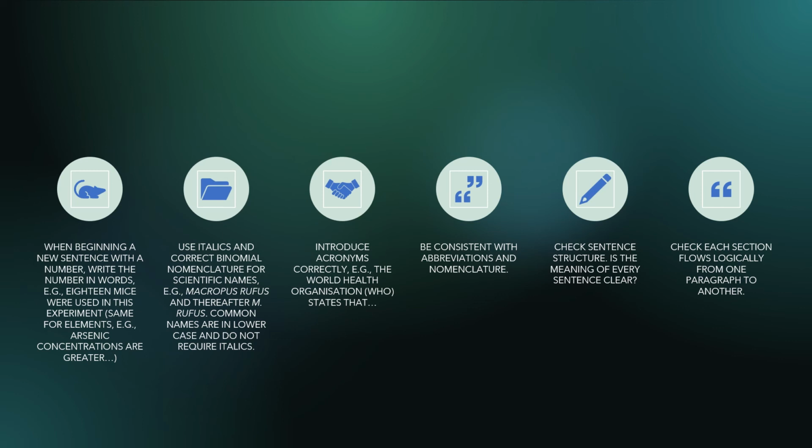So here's some examples again for scientific writing that could help you. So if you're beginning a new sentence that has numbers, write the number in words. So for example, eighteen mice were used in this experiment, not the number 18. Next one, use italics and correct scientific names. So if you can, and make sure if you do that, they are in italics. Okay, so if you're using the common sort of name, they don't need to be in italics, only if you use the scientific terminology.